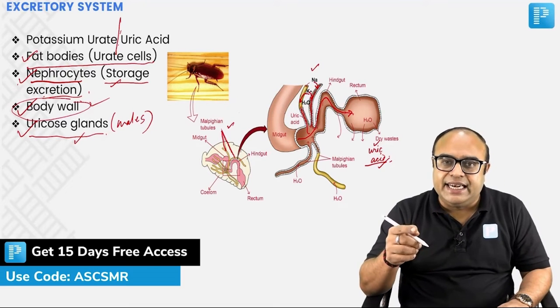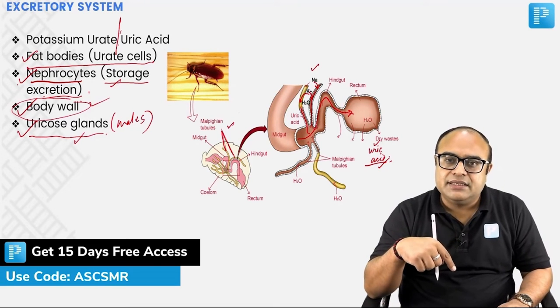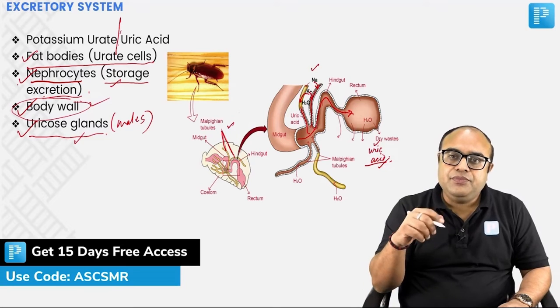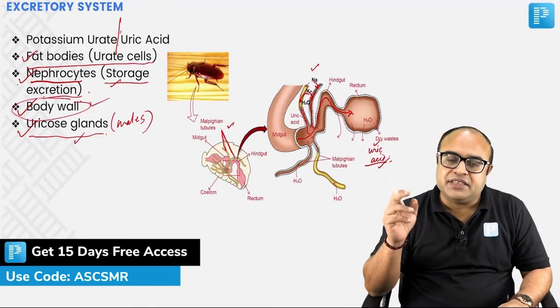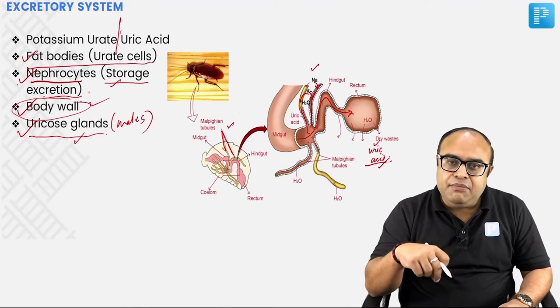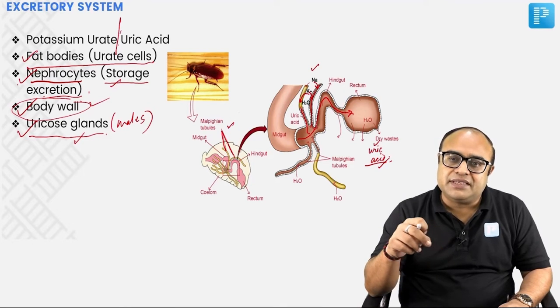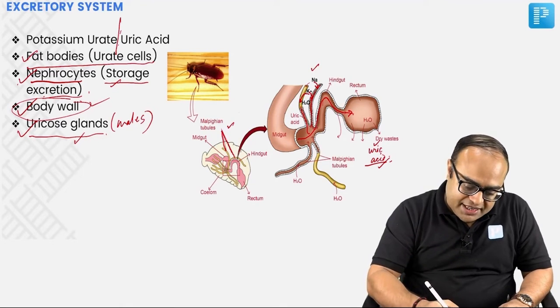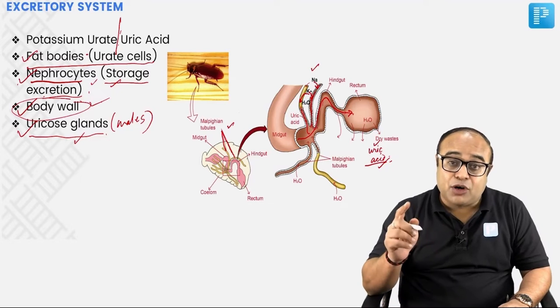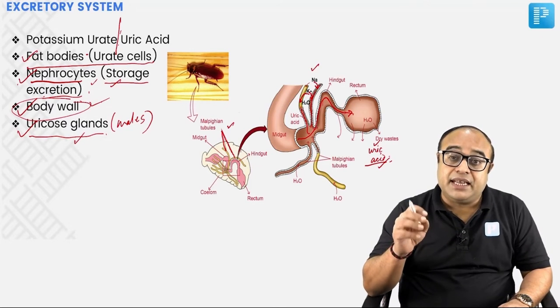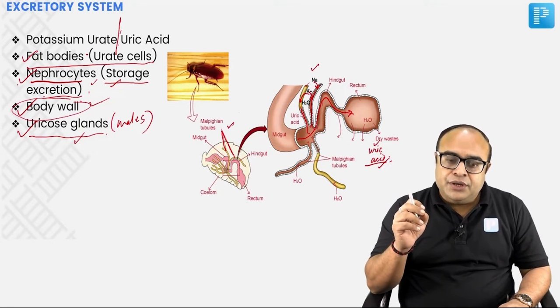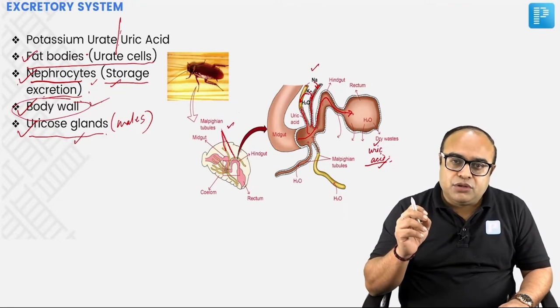I will be dealing in detail with these uricose glands when I teach you about the reproductive system of the cockroach. For the time being, while we are studying the excretory system, you must know that the uricose glands are only present in males, but all three, the body wall, the nephrocytes and the fat bodies, are what I am telling you many a time. Remember this thing, okay? The fat bodies are present in both the variants.